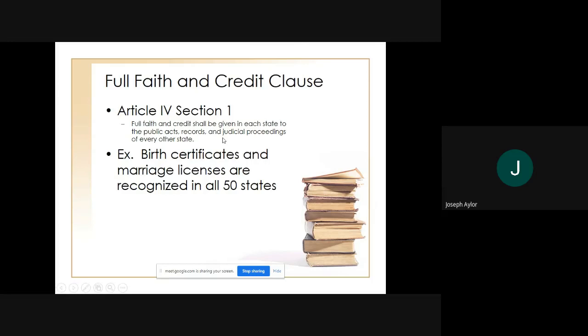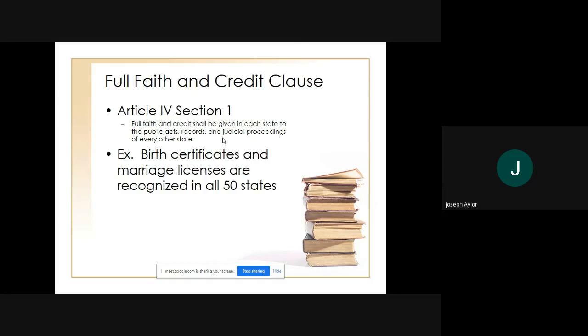The full faith and credit clause is in Article 4 of the Constitution, and it basically states that full faith and credit shall be given in each state to the public acts, records, and judicial proceedings of every other state. This one will probably not show up. I say that, and obviously we hope that I'm right, but I don't know what the exam is going to look like at the end of the year. But this one, the full faith and credit clause, is just an important concept to understand.